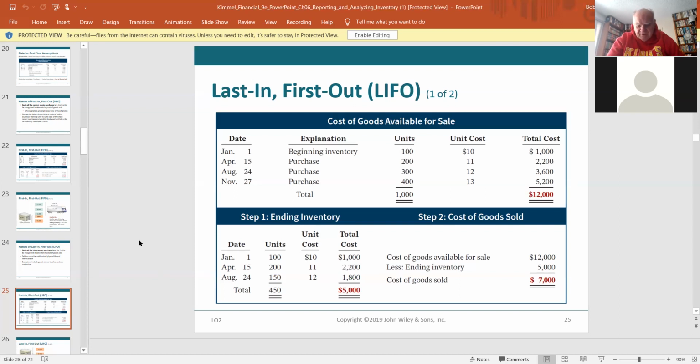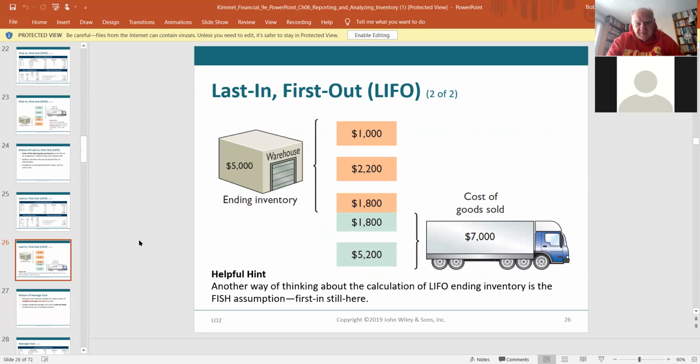And another tip is this: if they give you a problem and they want you to tell them what the cost of goods sold was and the inventory cost, work with the smallest number. In other words, you might have 10,000 units over 5 purchases, and they're telling you that they sold 9,000, leaving 1,000 in the inventory. It would be easier to work with the lower number, 1,000, because once you get the inventory number subtracted from the goods available, you'll get the cost of goods sold. Last in, first out.